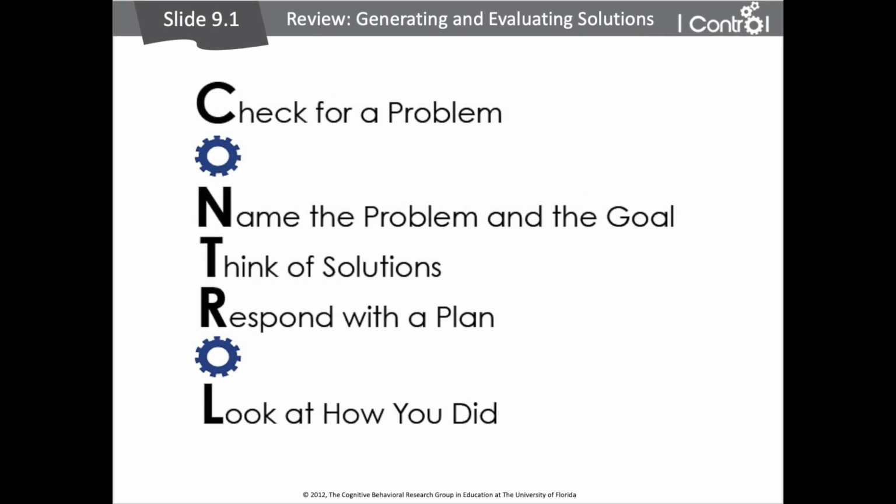In Lesson 9, you will review the steps to the problem-solving acronym CNTRL. In Step 1, you C, check for a problem, by looking at all 3 types of clues: emotions, thoughts, and behaviors. The second step is N, name the problem and the goal. In this step, you identify your goal and any barriers that might be in the way of reaching it.